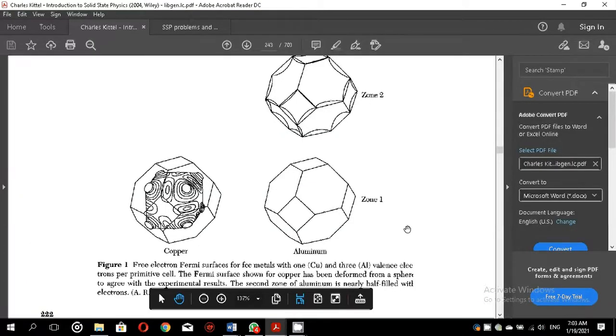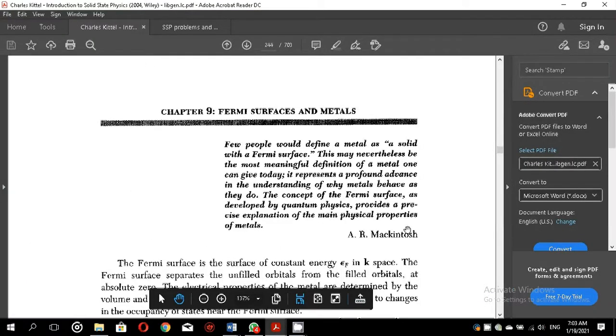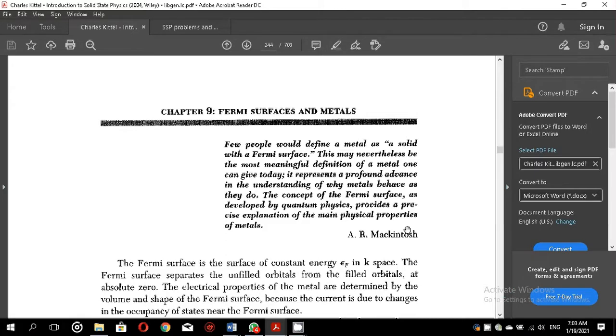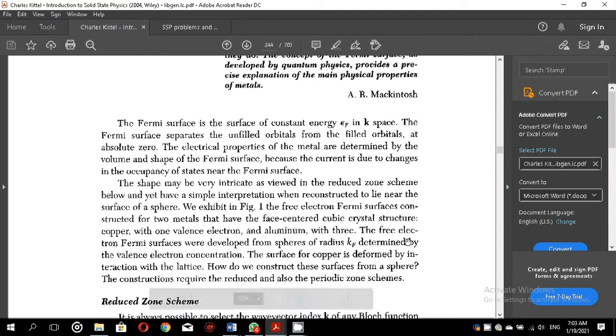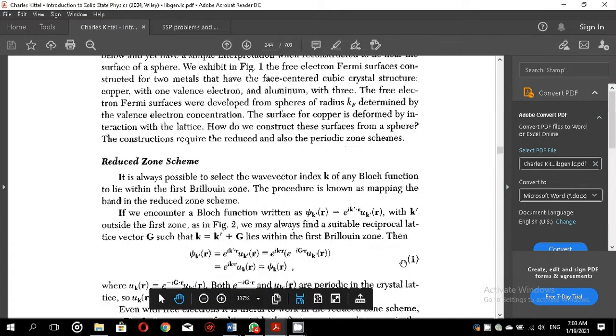Yeah, this is the one, and this is chapter number 9, and we will talk about a few topics in the early pages of this chapter. The title of the chapter is Fermi Surfaces and Metals. Let me first introduce the various zone schemes which are used in solid state physics.